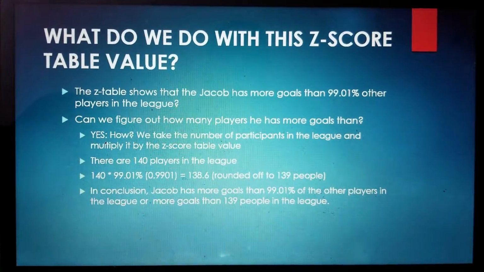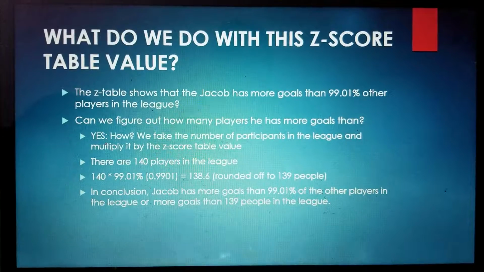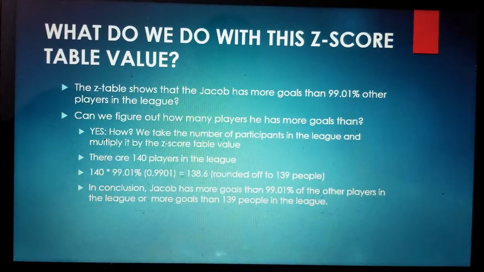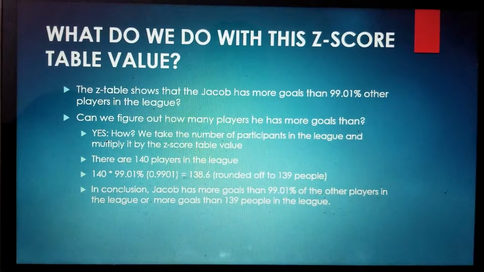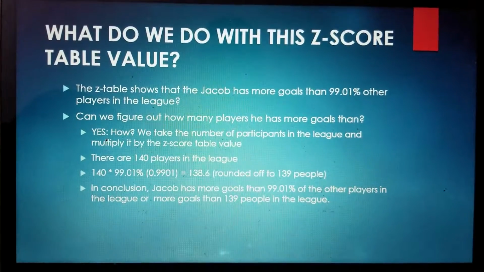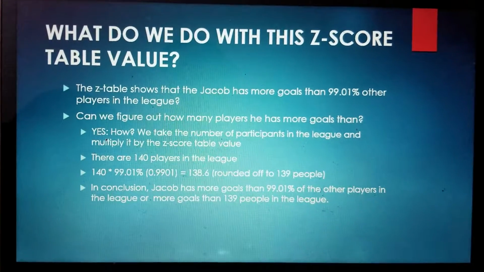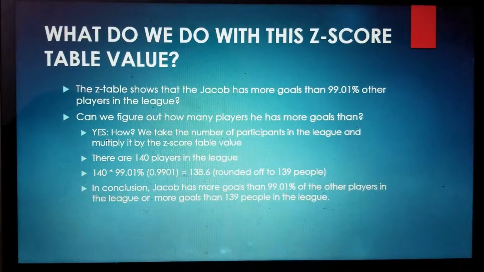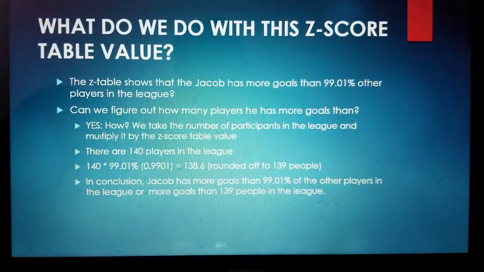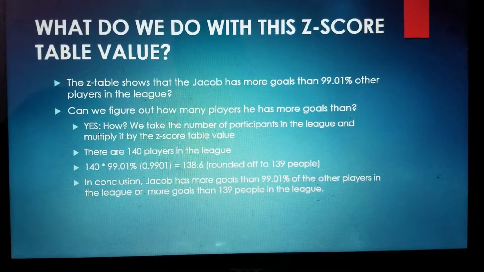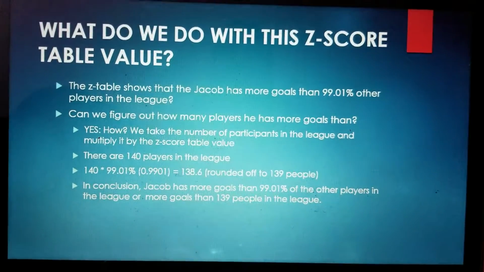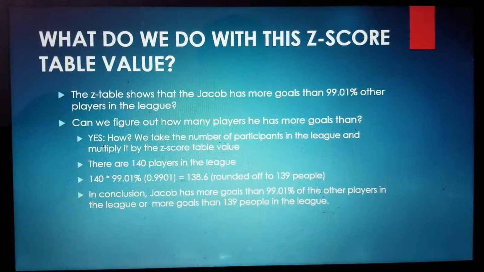Can we figure out how many players he has more goals than? Of course we can, because we would just do exactly what we did in our previous example. We would take the number of participants in the league and multiply it by the Z-score table value. As we stated, there are 140 players in the league. So we take 140 and we times that by the 99.01%, which is 0.9901 as a decimal, and it rounds off to 139 people. So in conclusion, Jacob has more goals than 99% of other players in the league, or more than 139 people in the league.